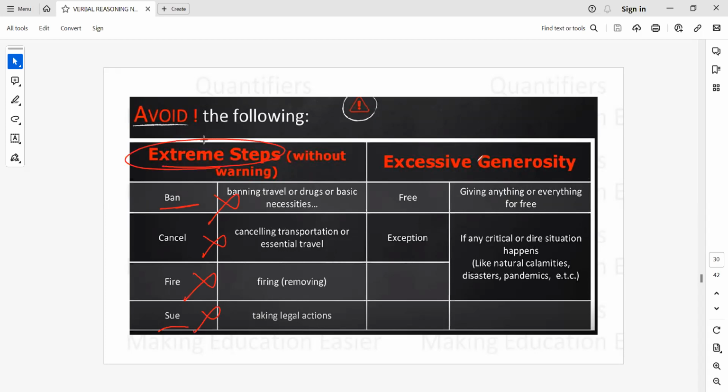Similarly, excessive generosity is also avoided. So giving something for free is an exception, in very rare cases. You can give something for free when there is a dire situation like natural calamities, disasters, pandemics, etc. Then in that case, you can ask for the freebies, but not in a general case. Freebies are not considered a valid course of action.